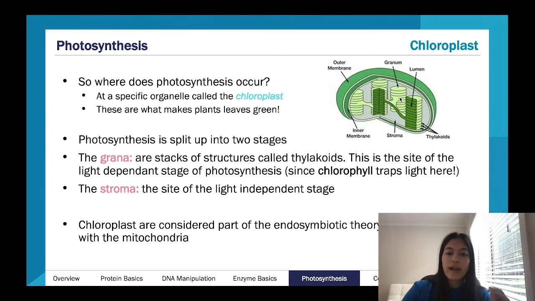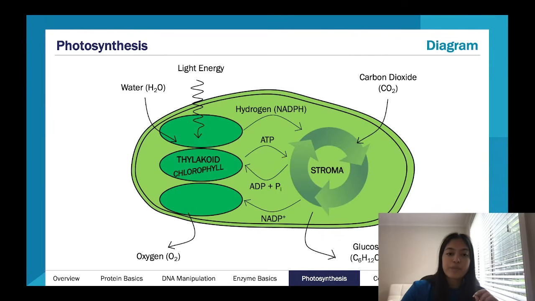So think chlorophyll, green, grana, light-dependent reaction. The stroma is just the liquid that floats around in here. Think of it as the chloroplast version of the cytosol. And that is where our light-independent stage happens.